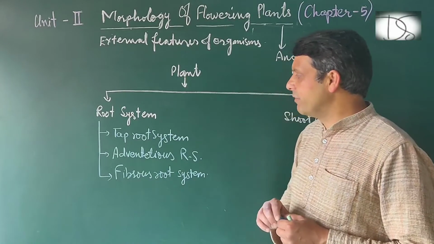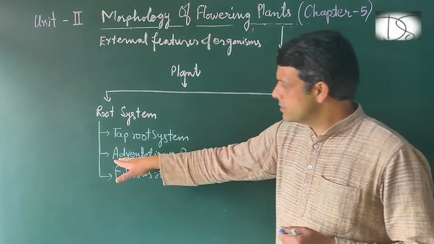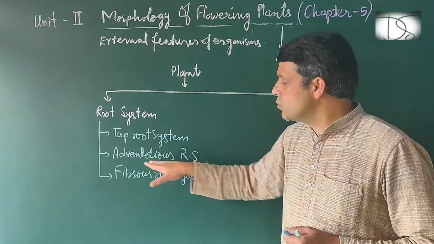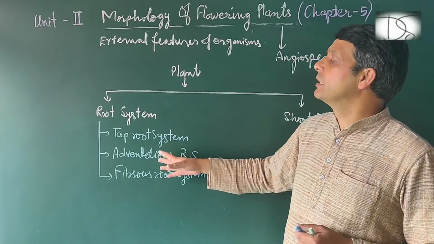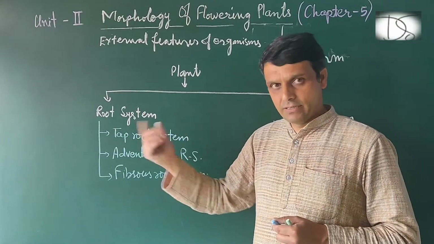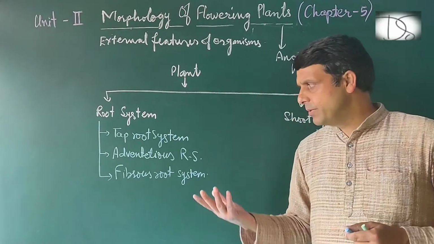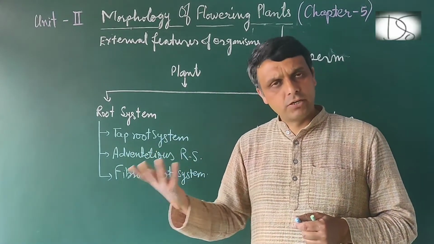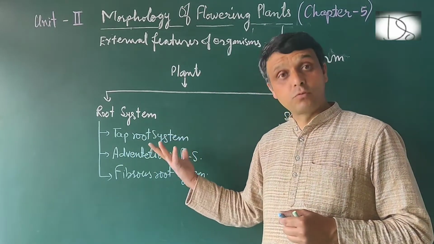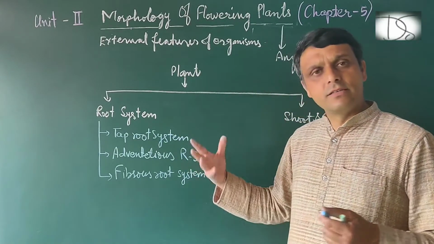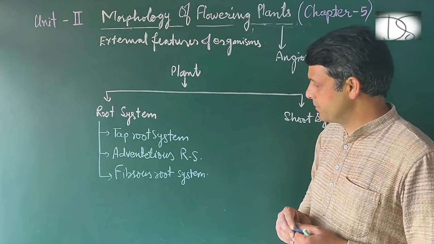And when we talk about the adventitious root system, this is the system in which the roots originate from structures other than the radicle, as is the example of banyan tree, the pillar roots of banyan tree, and stilt roots of Zea mays or maize plant.